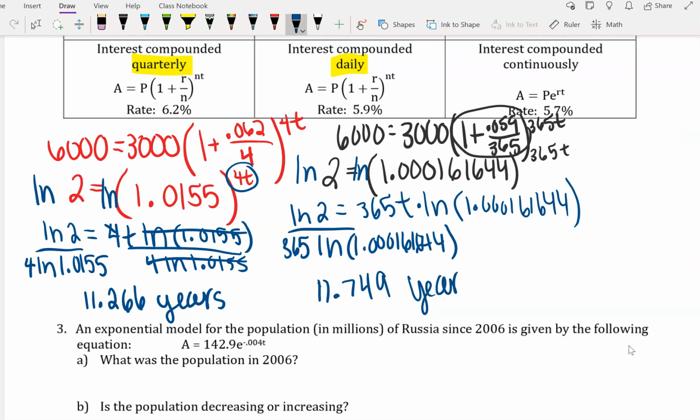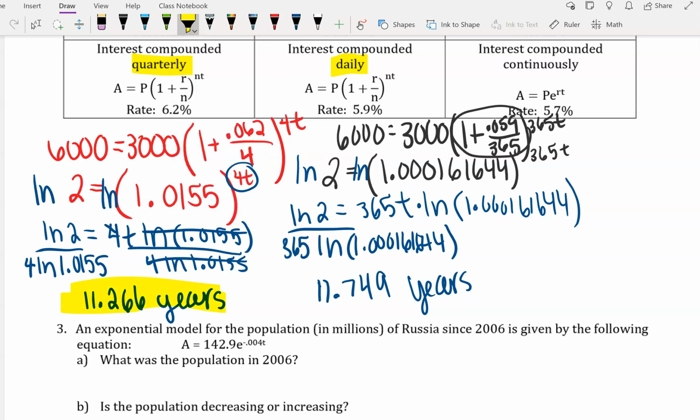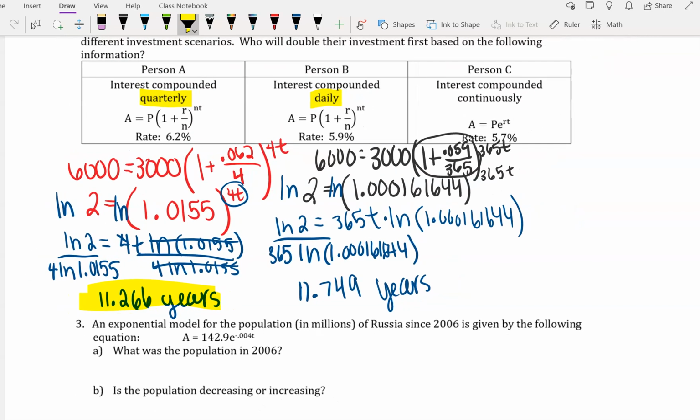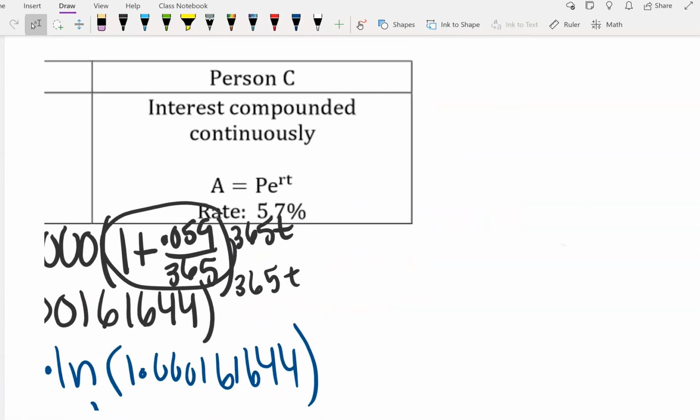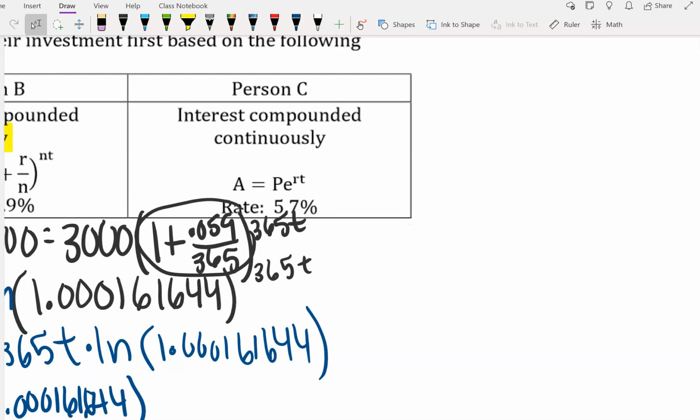years, which means this guy is still winning, because he or she doubled their money first. And then we'll do the last one, which should be a lot easier, because we're compounding continuously. So we're using the continuous interest formula, which is different.